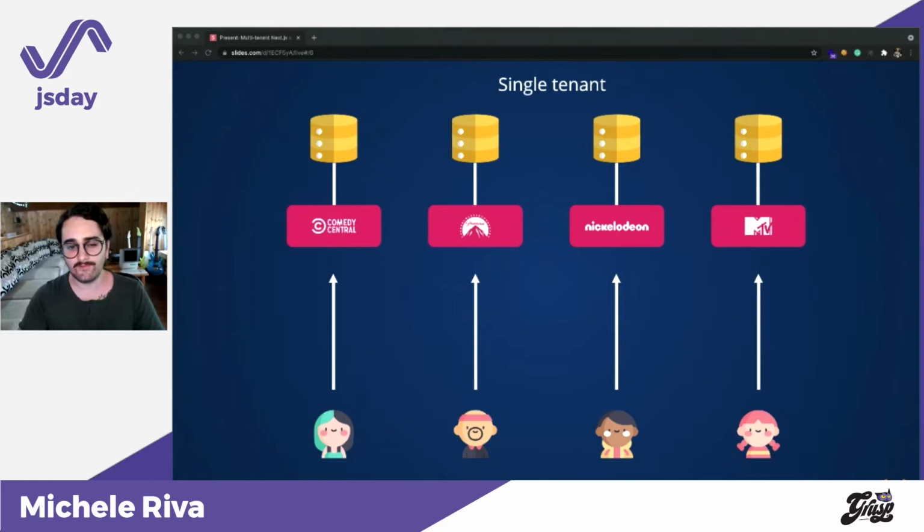So this is a very simple single-tenant architecture. We have the first user that wants to see something on Comedy Central, so she makes a request to Comedy Central. Then there is a web server that could be a Ruby on Rails web server, a Spring Boot, Elixir Phoenix, or a Node.js Express web server, taking the data from some external data source, like a database or a GraphQL API or something like that. Then we render the result and send it back to the final user.